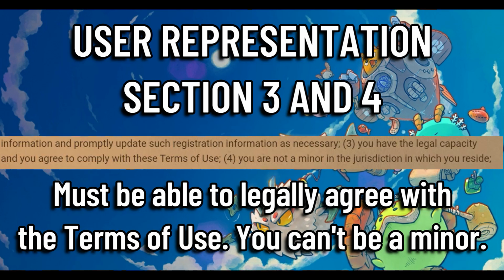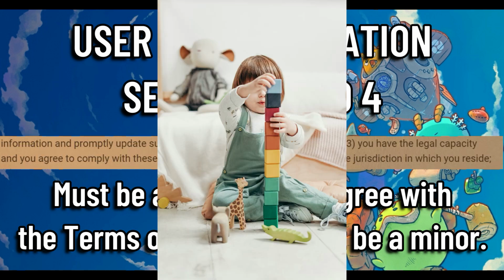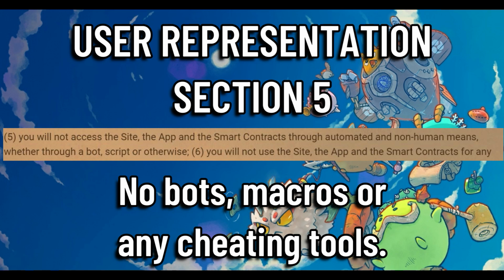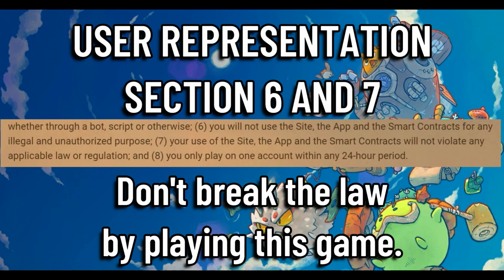The 3rd and 4th part says that you have to be able to legally comply with the terms of use and not be a minor, which means if you are considered a minor where you live, you can be banned for not being old enough to play this game. The 5th part basically says that you can't access the game through automated and non-human means, whether through a bot, script, or otherwise. And I think that's pretty clear in Sky Mavis' stance that you can't use bots, macros, or any kind of cheating tools. The 6th and 7th part says that you can't use the game for any illegal purposes, and that you don't break the law by playing the game. So if your country doesn't allow cryptocurrency trading, then you can't play this game.